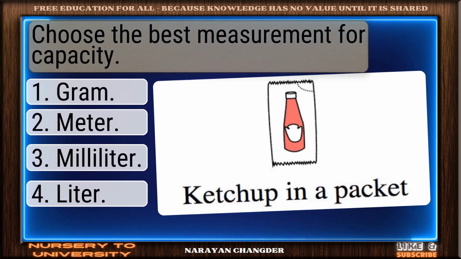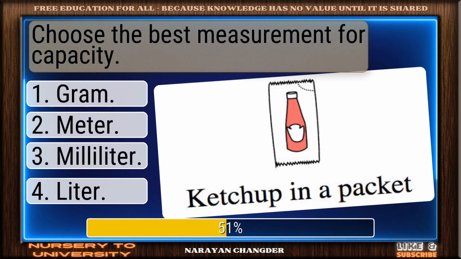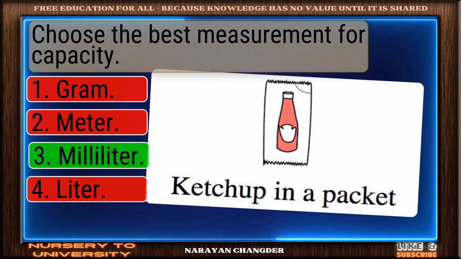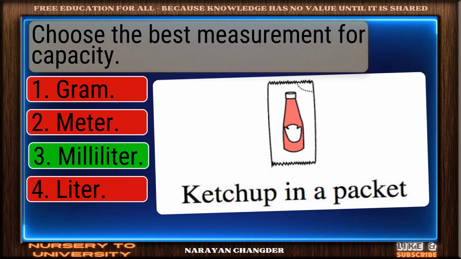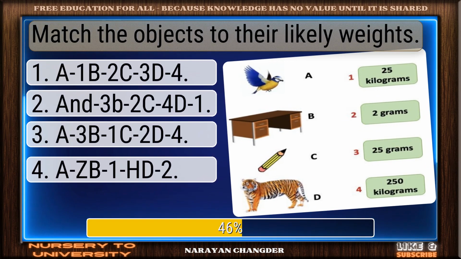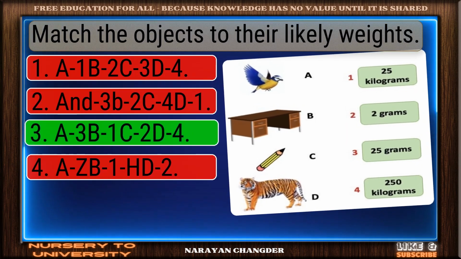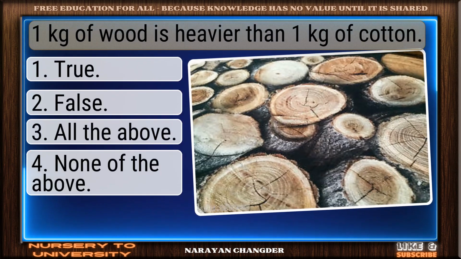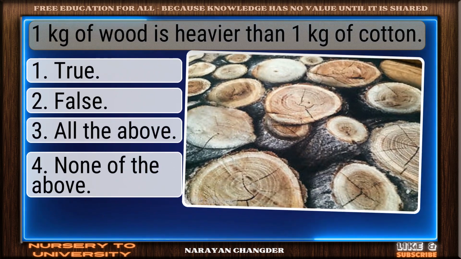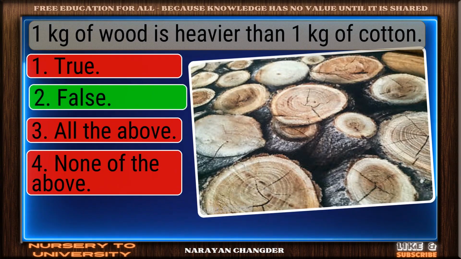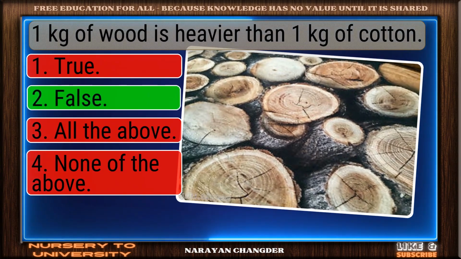Choose the best measurement for capacity. Good job. Your answer milliliter works well here. Match the objects to their likely weights. Great thinking. A3B1C24 is the right choice. 1 kg of wood is heavier than 1 kg of cotton. Solid response. False is a valid choice.